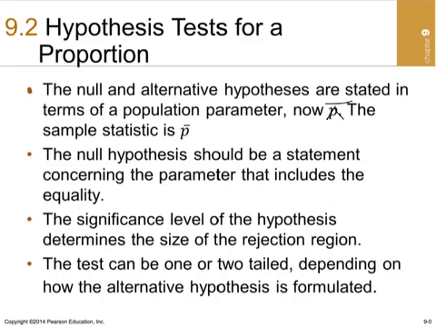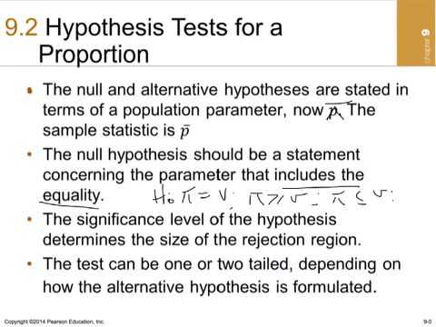The null hypothesis should be a statement concerning the parameter that includes the equality. We know that. We should have something like H0: pi is equal to some value, let's just use some value v, or pi is greater than or equal to some value v, or pi is less than or equal to some value v. So any one of these situations, but the equal sign must be in the null hypothesis, H0.